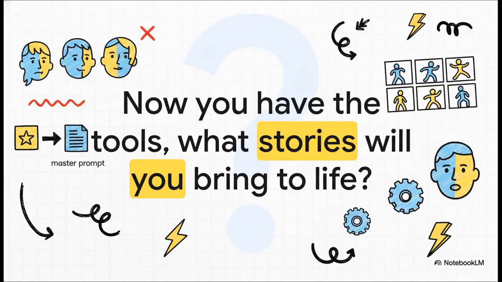So, here's the bottom line. Character inconsistency? It's not some impossible technical barrier anymore. It's a problem we now know how to solve. You have a whole system now, from the basic prompts all the way to managing huge projects. So the only real question left is, now that you have these tools, what amazing stories are you going to bring to life?